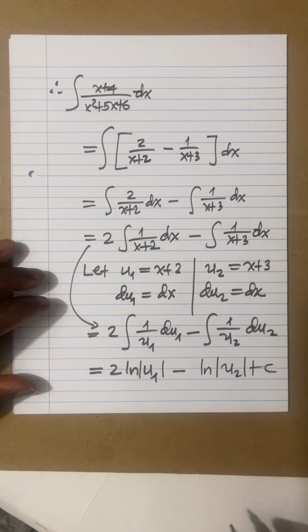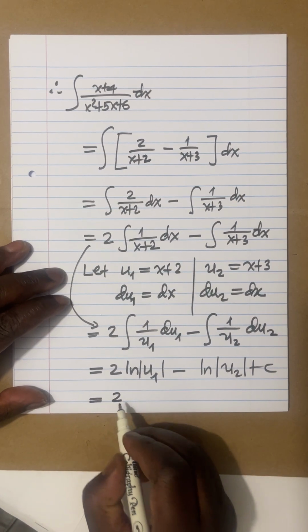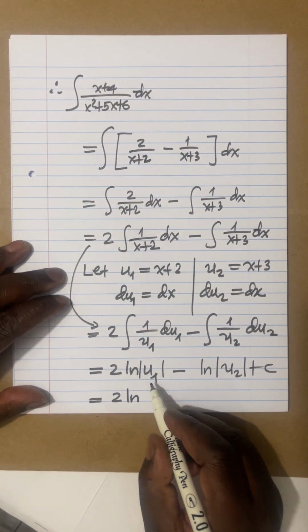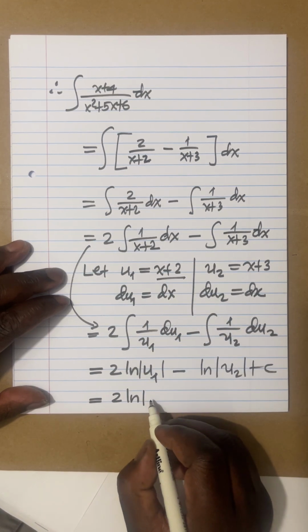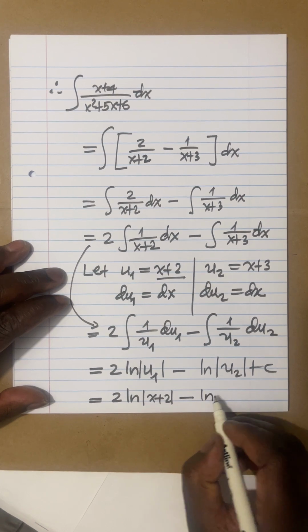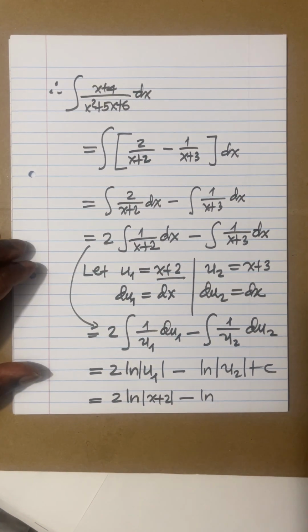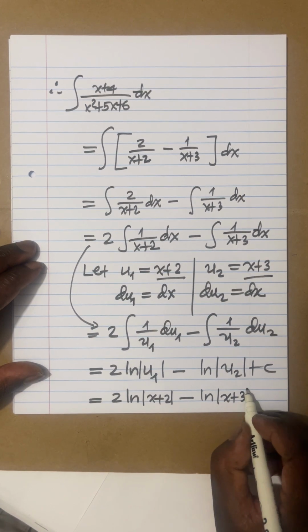So this is going to be equal to 2 natural log of u1. Notice here, u1 is x plus 2, so we go back to our original variable, x plus 2, like this, minus natural log of u2. u2 is x plus 3. So natural log of x plus 3 plus c.